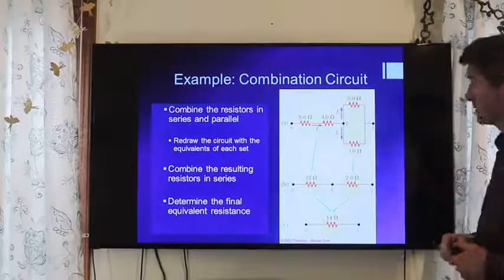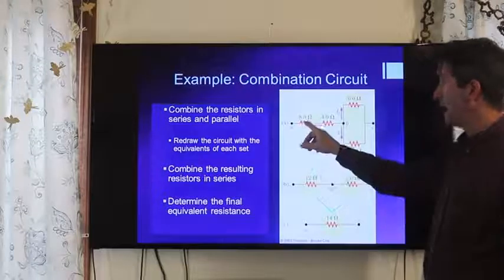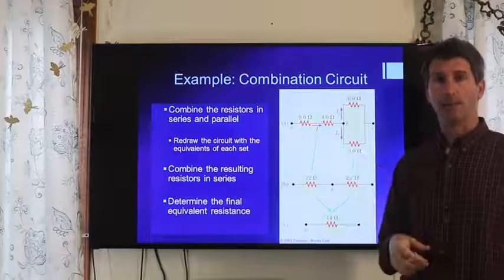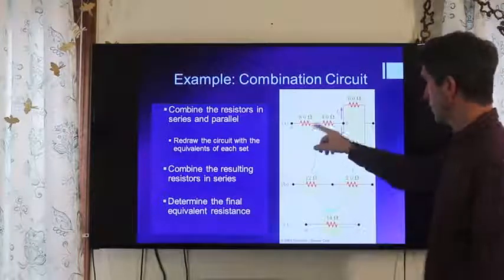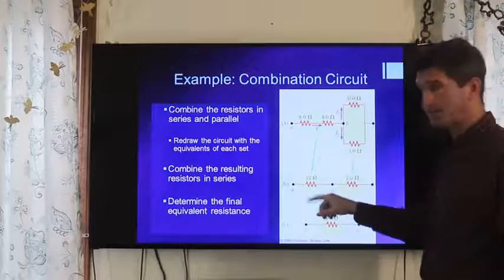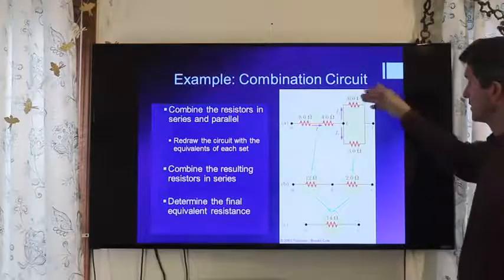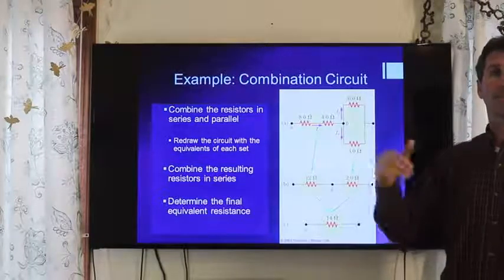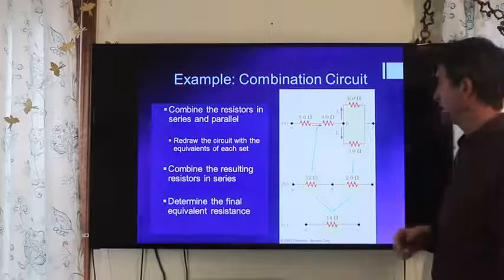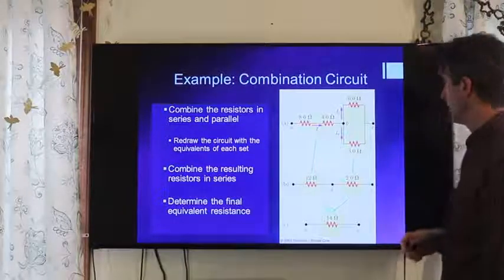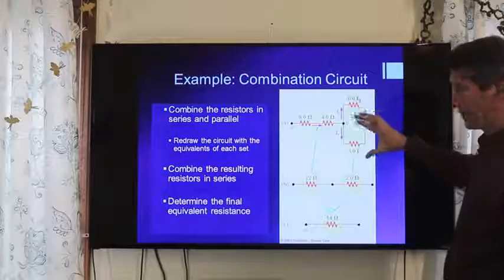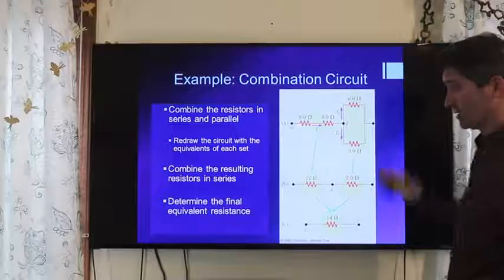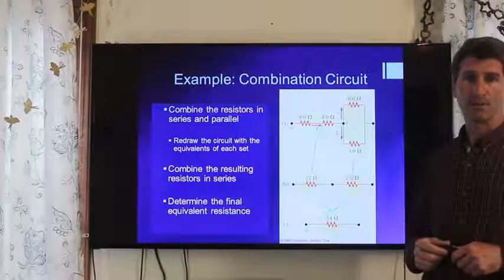So we combine the resistors in series and parallel. 8 plus 4, remember, for series resistors, we add the resistance together. 8 plus 4 is 12. In parallel, we have 6 and 3, so 1/6 plus 1/3. 1/6 plus 2/6 is equal to 1/2. We take the reciprocal of 1/2, we get 2. Okay, I didn't do that math on the board, but you can do that on a piece of paper. You're going to get the same result.